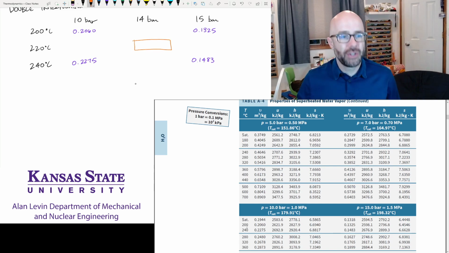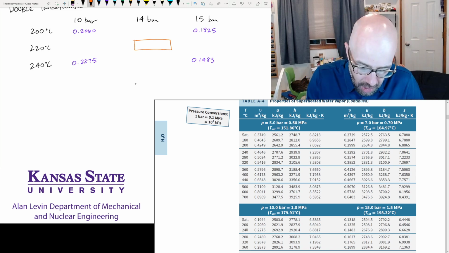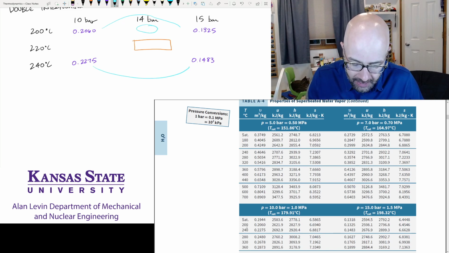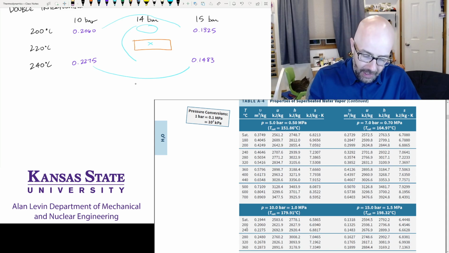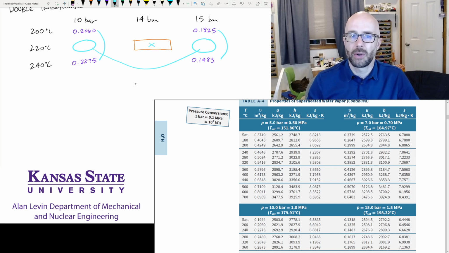There are 2 ways to do this. The first way is I could interpolate between these 2 numbers to get this number, and these 2 numbers to get this number, and then interpolate between those 2 numbers to get the value I'm looking for. Or, I could interpolate between these 2 numbers, and these 2 numbers, and then interpolate between the results to get this number here. Both ways are completely acceptable. However, there's a way in this particular problem that I think is the best way to do it.